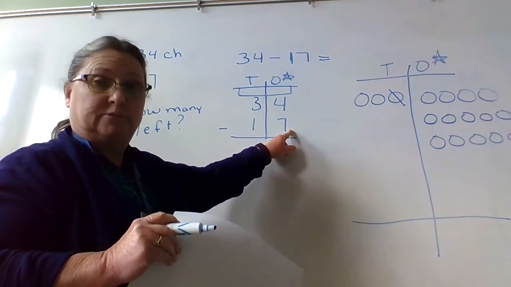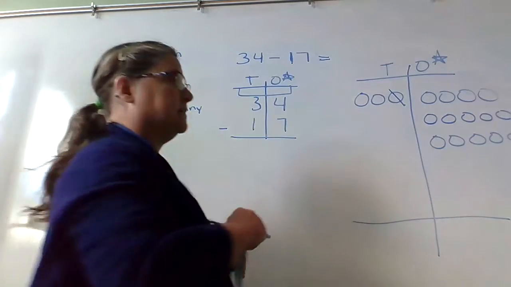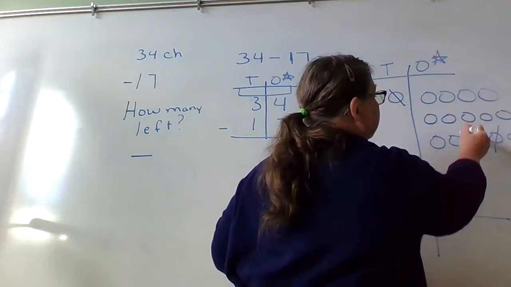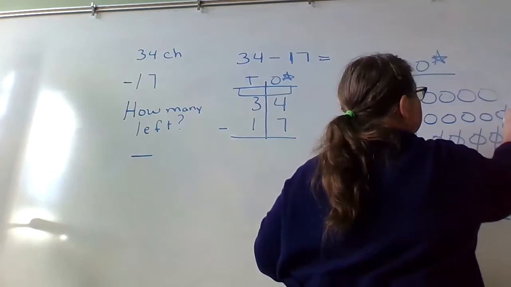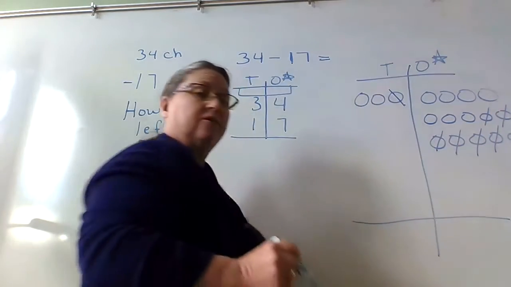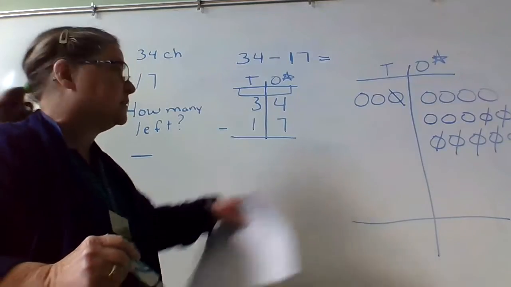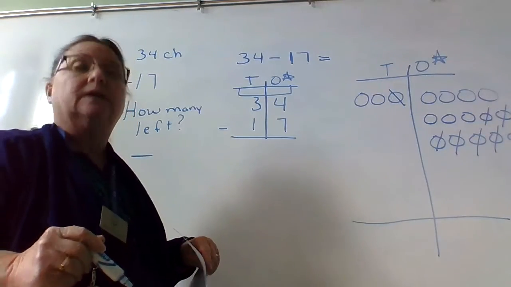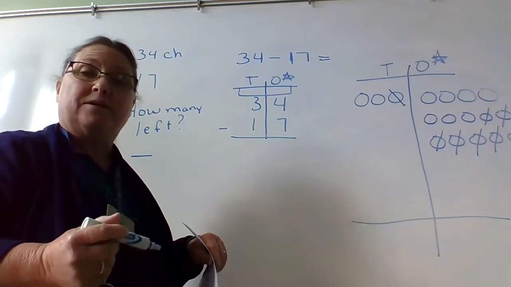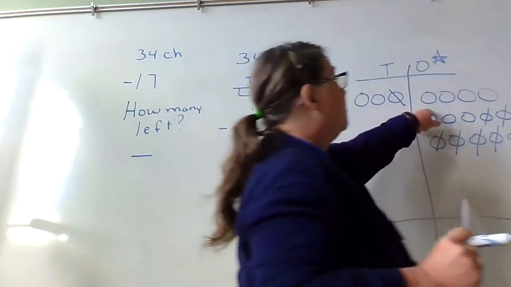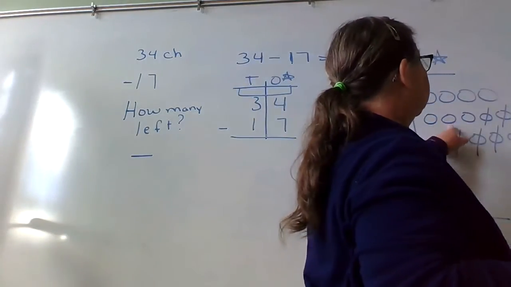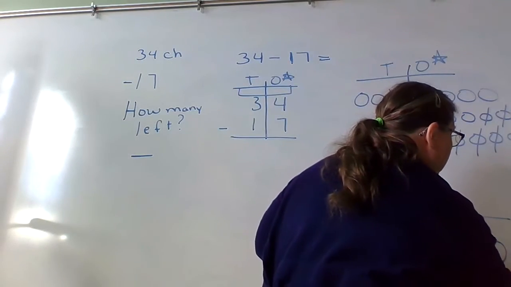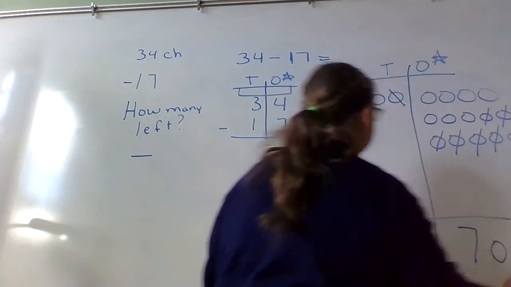Now I can subtract 7. I can cross out 7, and I always start at the bottom. 1, 2, 3, 4, 5, 6, 7. I crossed out 7 because that's what it told me. I crossed out 7 in the ones. Now I can count and see how many ones I have left. 1, 2, 3, 4, 5, 6, 7. I have 7 ones. Okay?